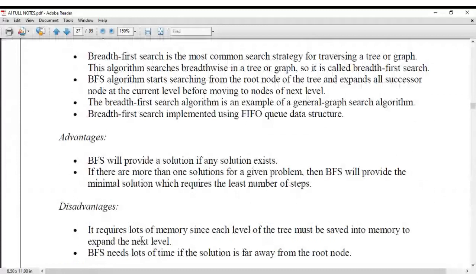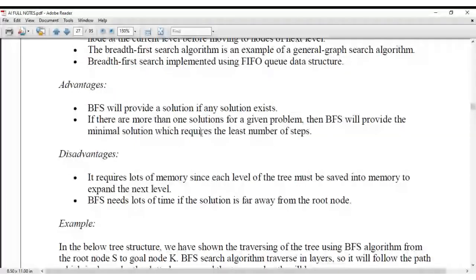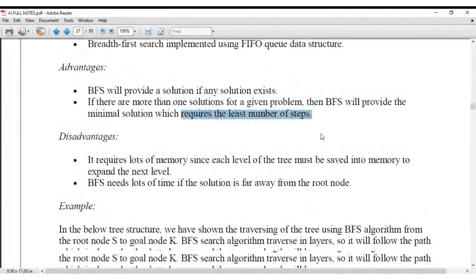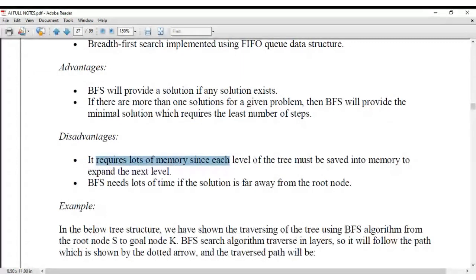Solution. So minimal solution just means, sorry, it's not about the time, but about the solution which requires the least number of steps. And then the disadvantage is that it requires a lot of memory. Why? Because it has to traverse through the different levels.